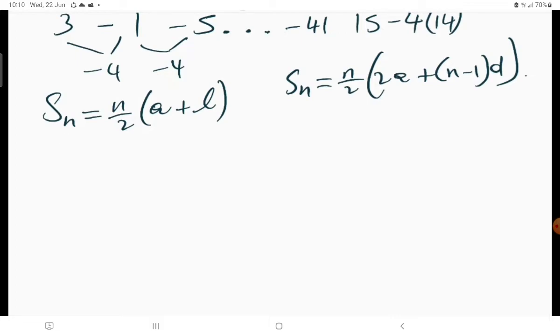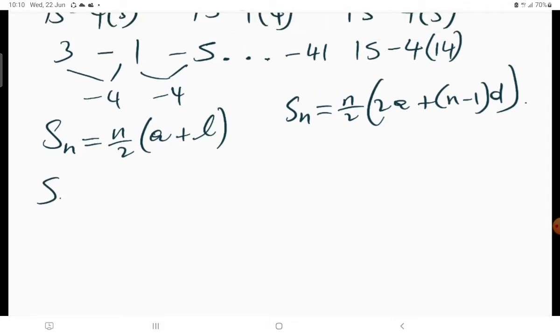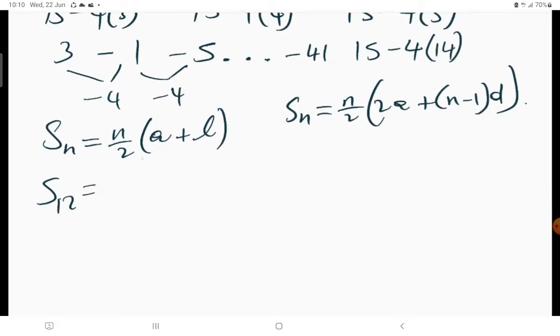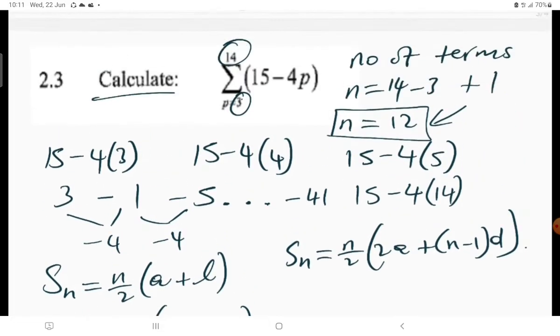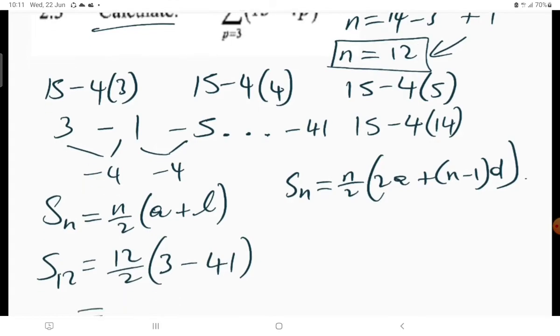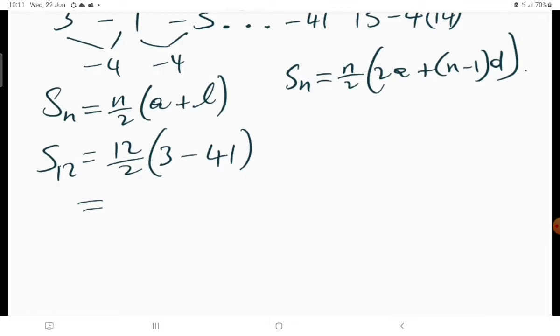Now, we are looking for the sum of how many terms we calculated, the number of terms, which is 12. So sum of 12 terms. Then in the place of n, we just put 12. Then in the place of a, the first term, we put 3. Then in the place of the last term, we put negative 41. Whatever we get there is going to be the sum, or the answer for this one. Because when they say calculate and they give you something of this kind, you just need to know that you are calculating the sum, unless they have stated other information.